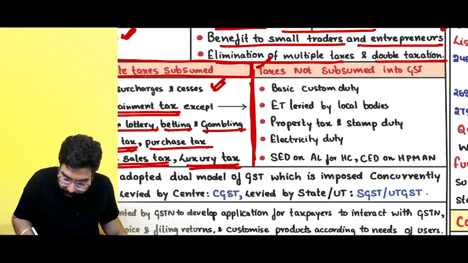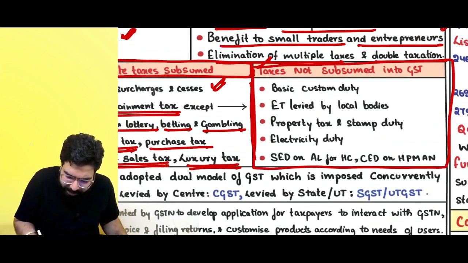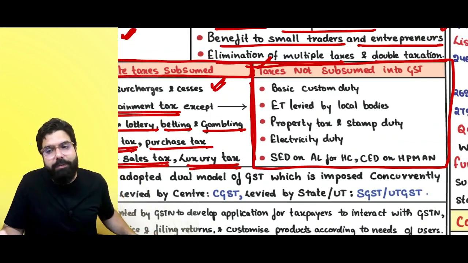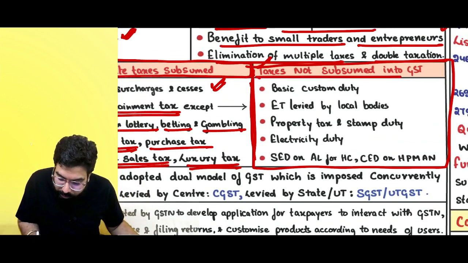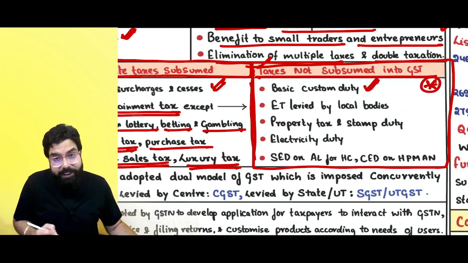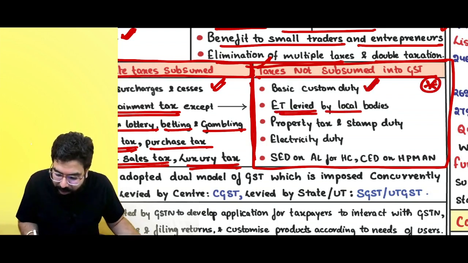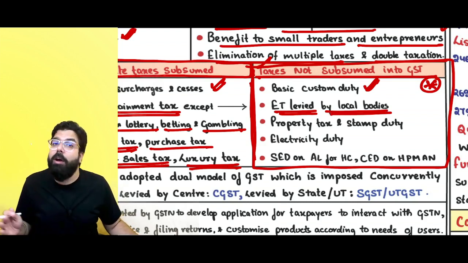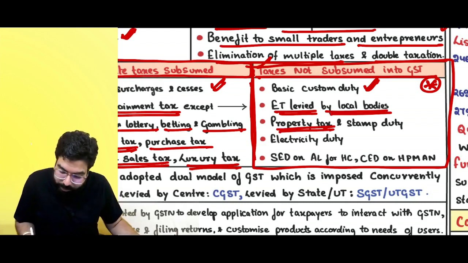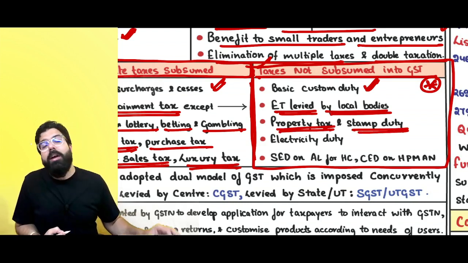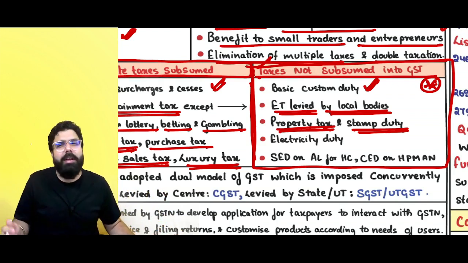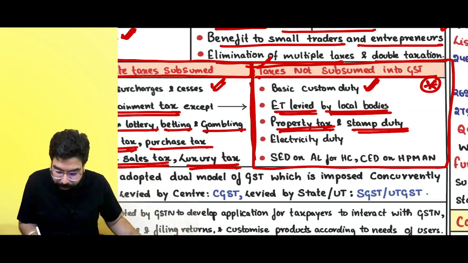Next, this can be very important for your exam. They can give you a small MCQ saying what are the taxes which are not subsumed. So please be very careful about it. The taxes which are not being subsumed into GST. Number one, basic customs duty, still it prevails. Entertainment tax, which is levied by the local municipality or the local body, is still continuing. Property tax, it still continues. Stamp duties which were being charged for property registration, etc. Those stamp duties will still continue.